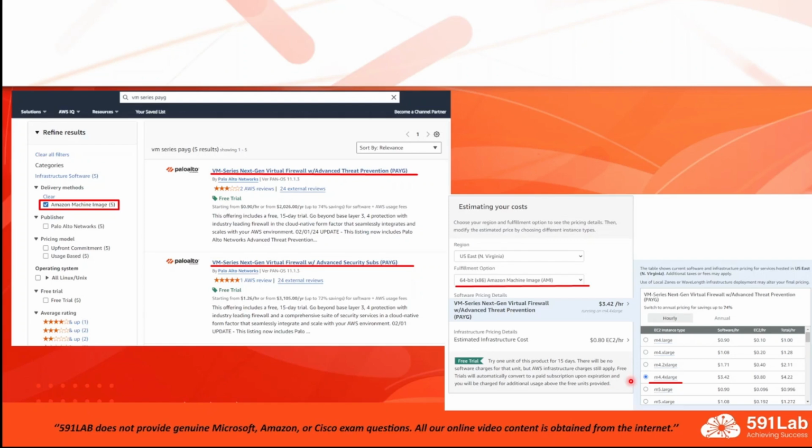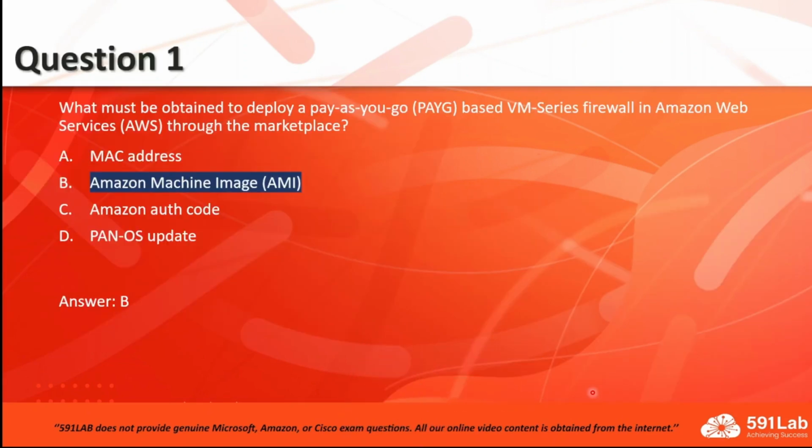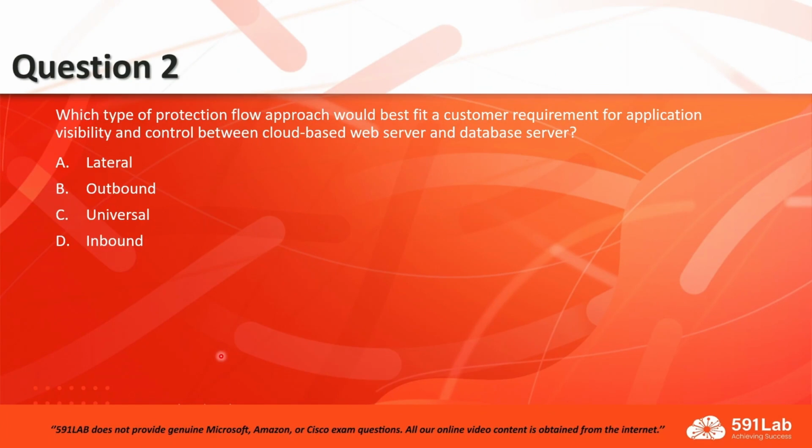The higher the instance type that we choose, the more CPU we can use. The amount of CPU will be reflected in the performance that the VM-Series firewall can handle. Following the explanation before, we can answer question number one. The answer for question number one is B, Amazon Machine Image or AMI. Let's go to question number two.